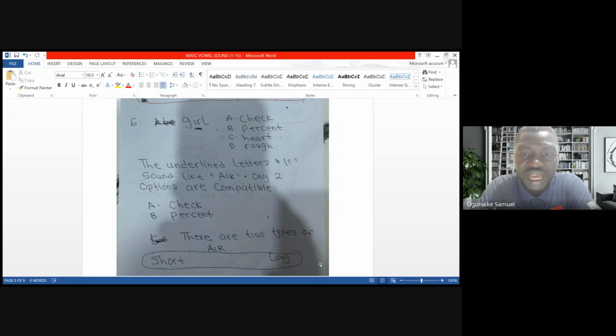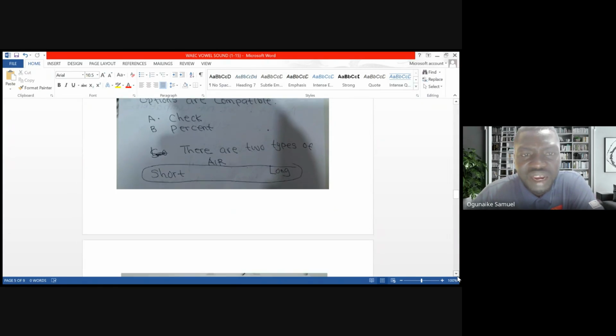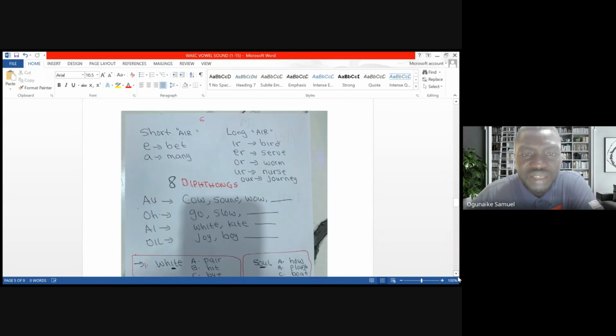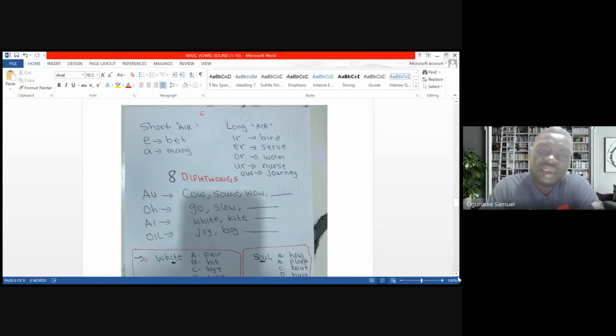Okay. The underlined letters IR sound like a. Only two options are compatible. Check. Percent. There are two types of air, short and long. So if you master them, you realize that even when you have to, you can still find your answer. Short air, long air. Long air when you have this combination: IR, ER, OR, UR, OUR.